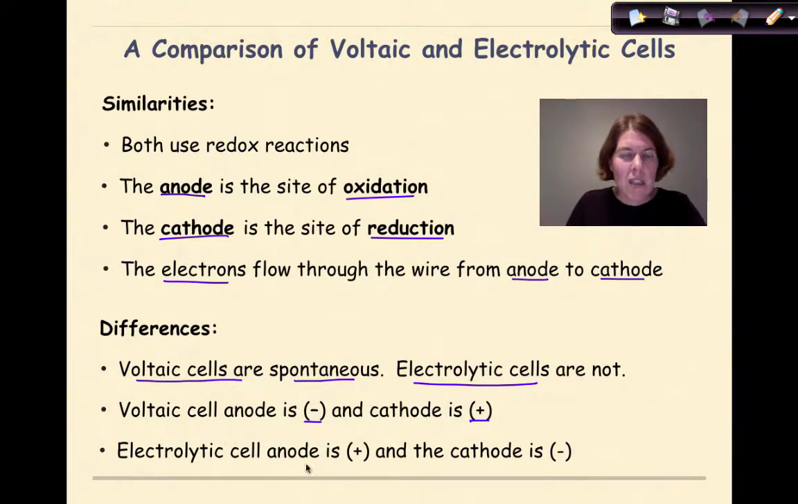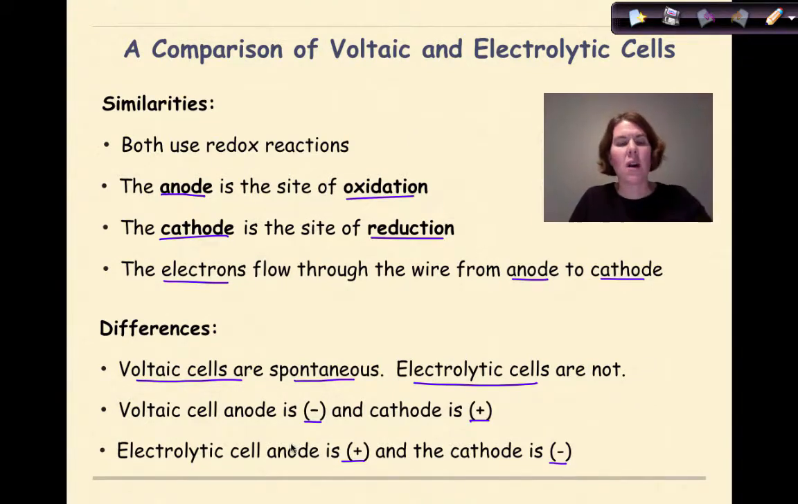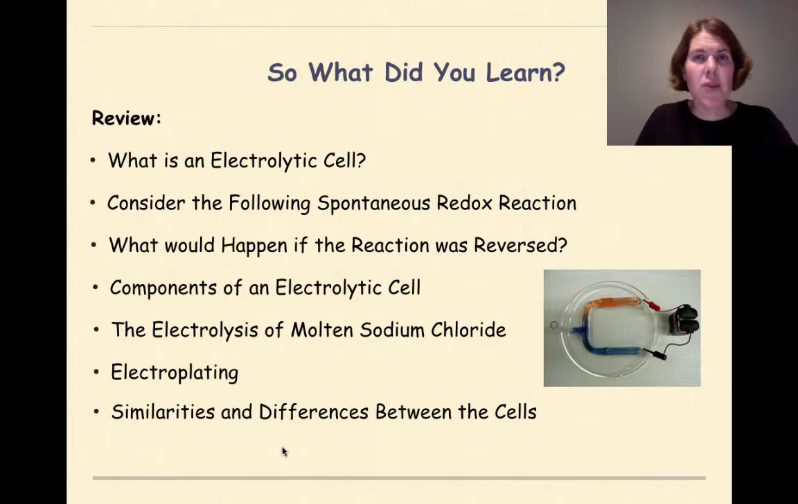In an electrolytic cell, the anode is positive and the cathode is negative. The anode is positive because the battery is ripping those electrons out of the anode, making the anode positive, and shoving them over into the cathode, making it negative. So you have to be careful about the distinction between positive and negative, whether you're talking about a voltaic cell or an electrolytic cell.